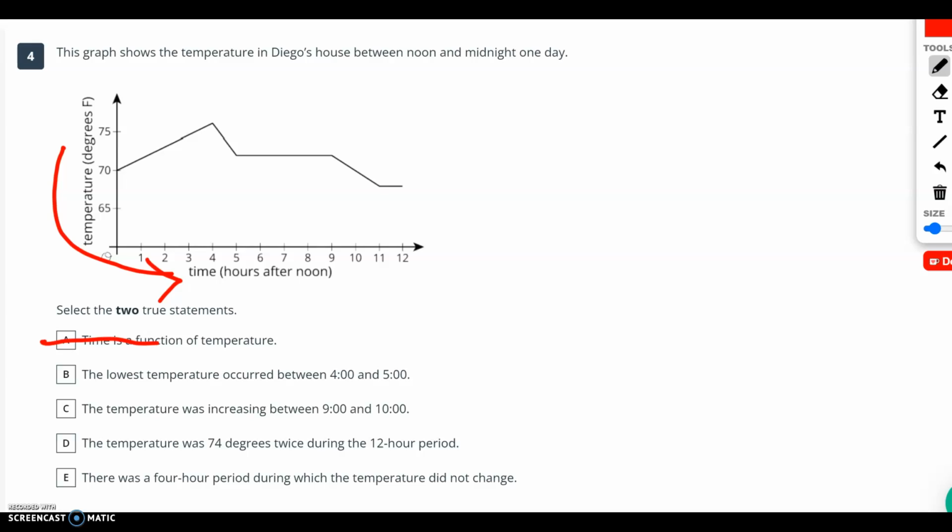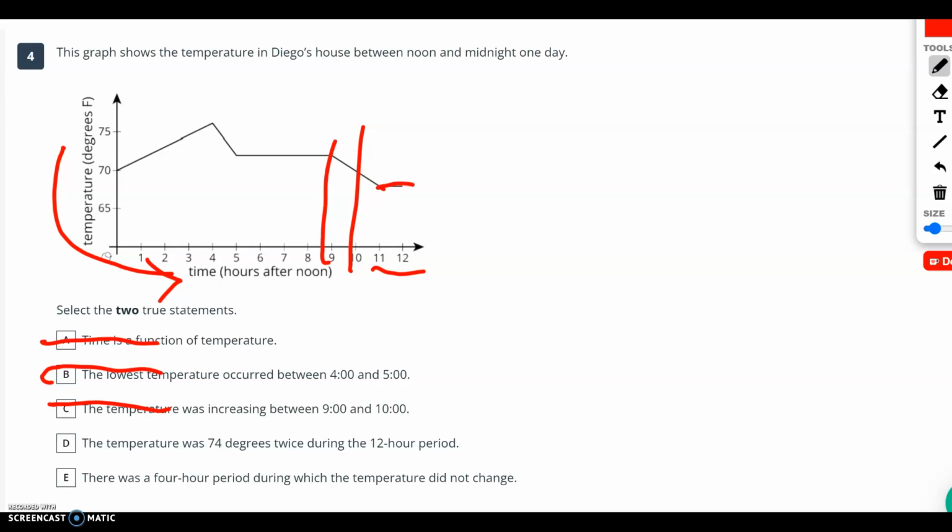Time is not a function of temperature. This one, B, says the lowest temperature occurred between 4 and 5 p.m. The lowest temperature was right here, so it was between 11 and 12. That is not correct. The temperature was increasing between 9 and 10. Between 9 and 10 would be right here and right here. The temperature was actually decreasing. That one would not be true.